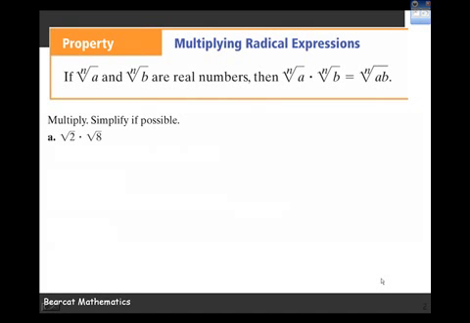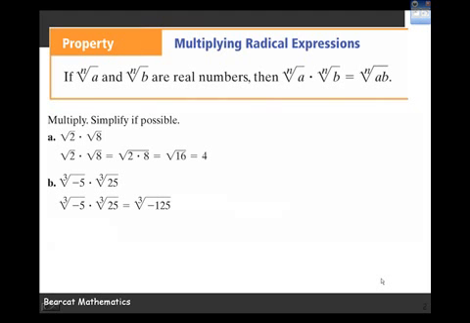Here's an example. Multiply and simplify if possible. The square root of 2 times the square root of 8 should equal the square root of 2 times 8, or root 16, which we know to be 4. The cube root of negative 5 times the cube root of 25, well, we can multiply those together as the cube root of negative 125, which we should be learning is negative 5. 5 times 5 times 5 is 125.